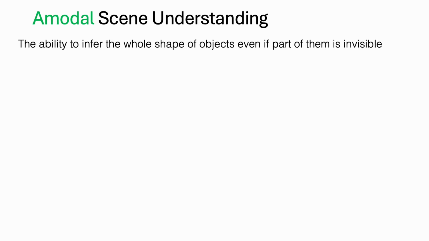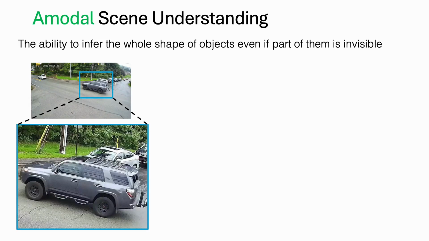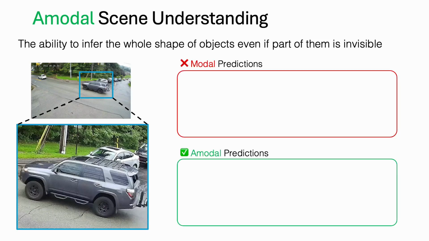When we talk about occlusion, there's a concept called amodal scene understanding. Now, you might wonder, what does amodal mean? It is the ability to infer the whole shape of objects, even if part of them is invisible. For example, consider a scene with two cars, one in front, one behind. In this context, I want to make the contrast between modal versus amodal.